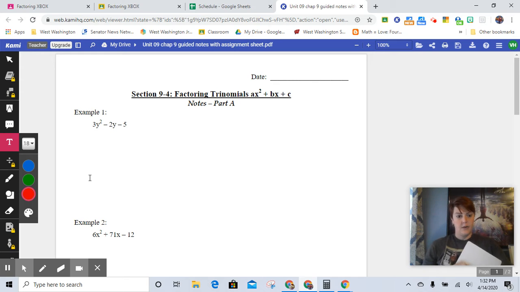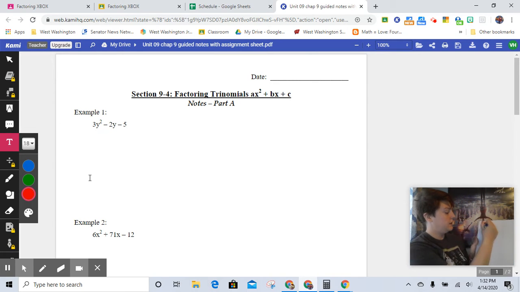Anyway, so the X, still the same thing with A times C on top. So that is going to be negative 15 and adds up to be negative 2. And so those numbers are then negative 5 plus 3.